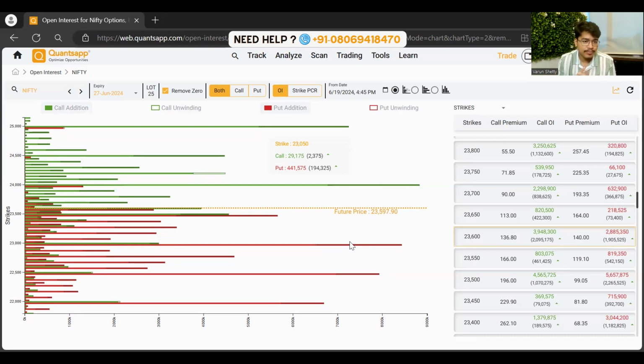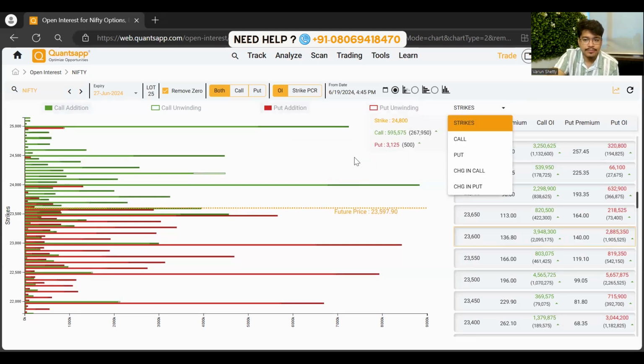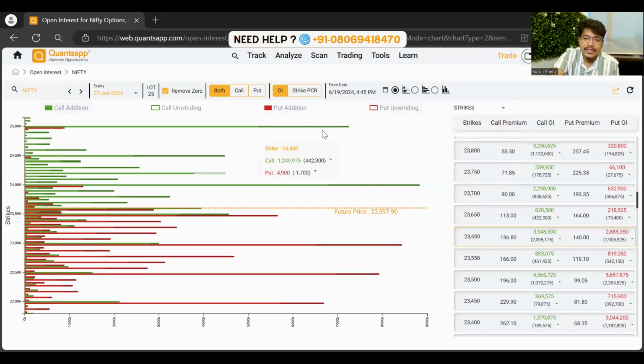How I generally view is whenever option writers are writing, whether it's call writers or put writers, I generally look at it from a very simple perspective. So let's say call writers have sold here and here. In between, wherever you see open interest, that is where they have bought their hedge positions. Right? As simple as that.